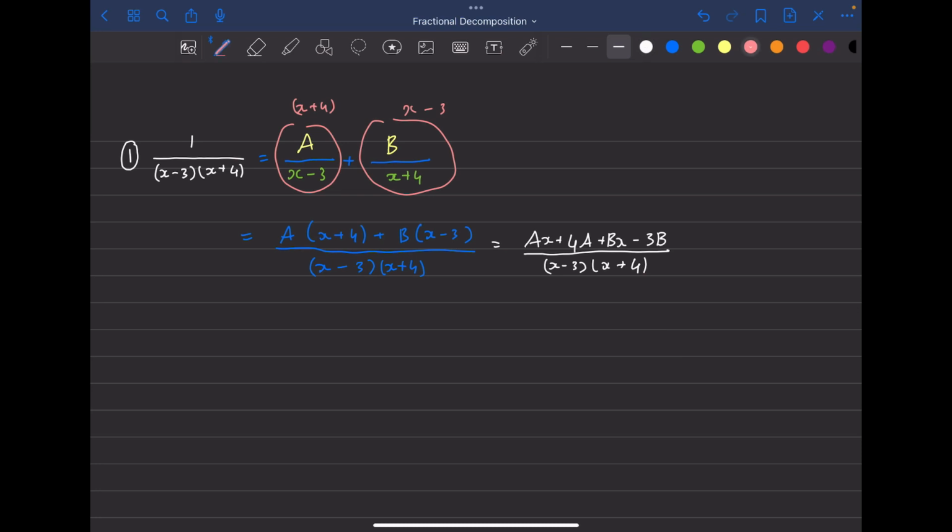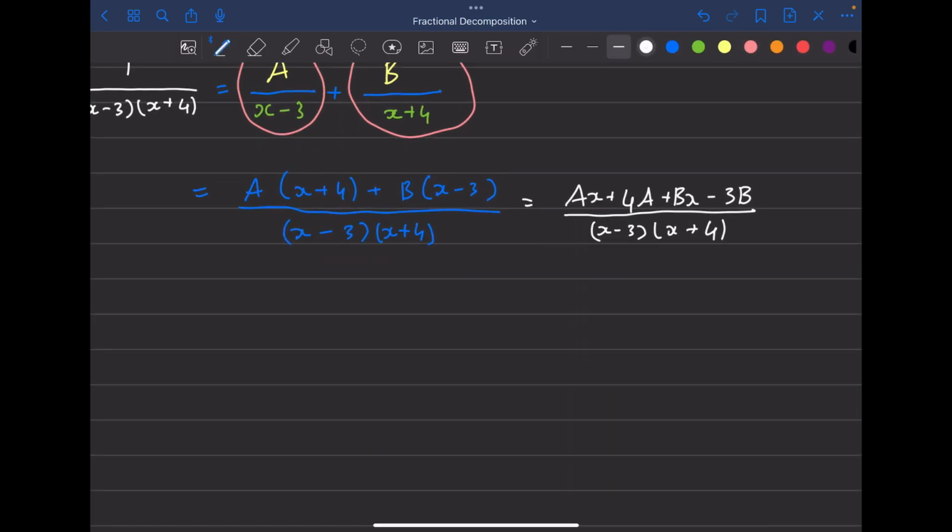We know that we want to get to a numerator of 1. Right now we have this monstrosity on top. So what we can do is equate it to 1. We know that the numerator, once again, is going to be equal to 1. So I'm just going to write that down: ax plus 4a plus bx minus 3b is equal to 1.